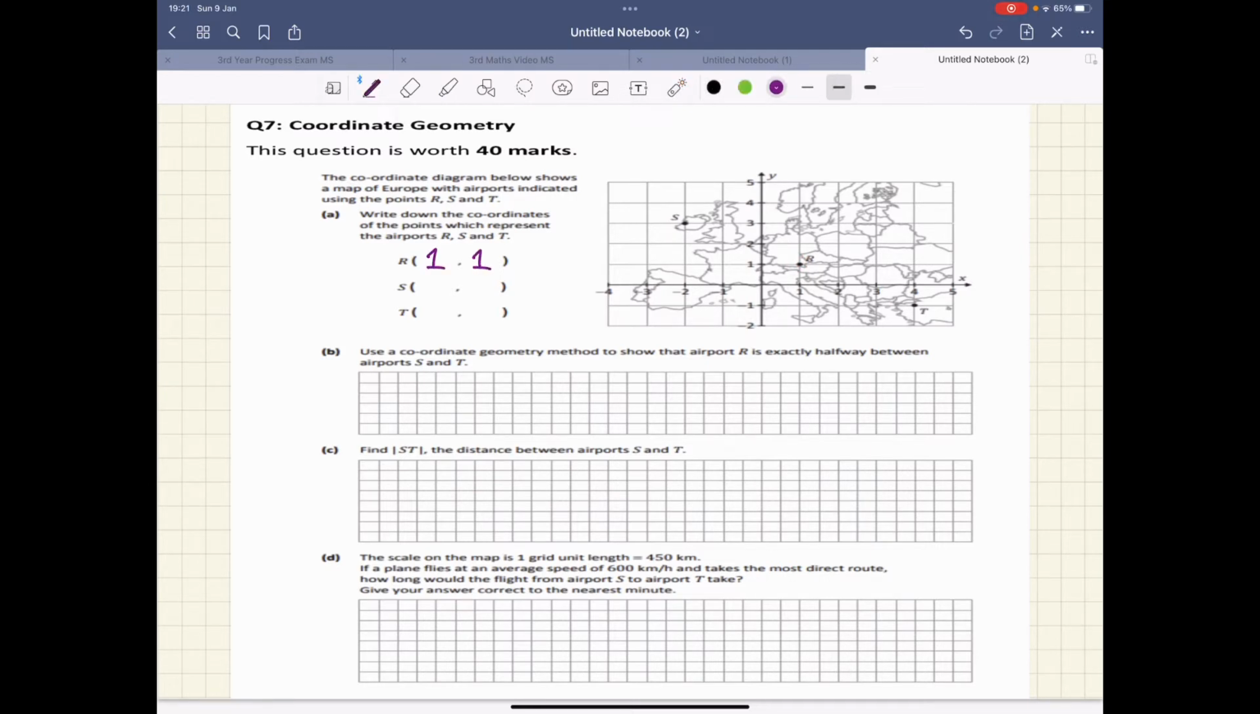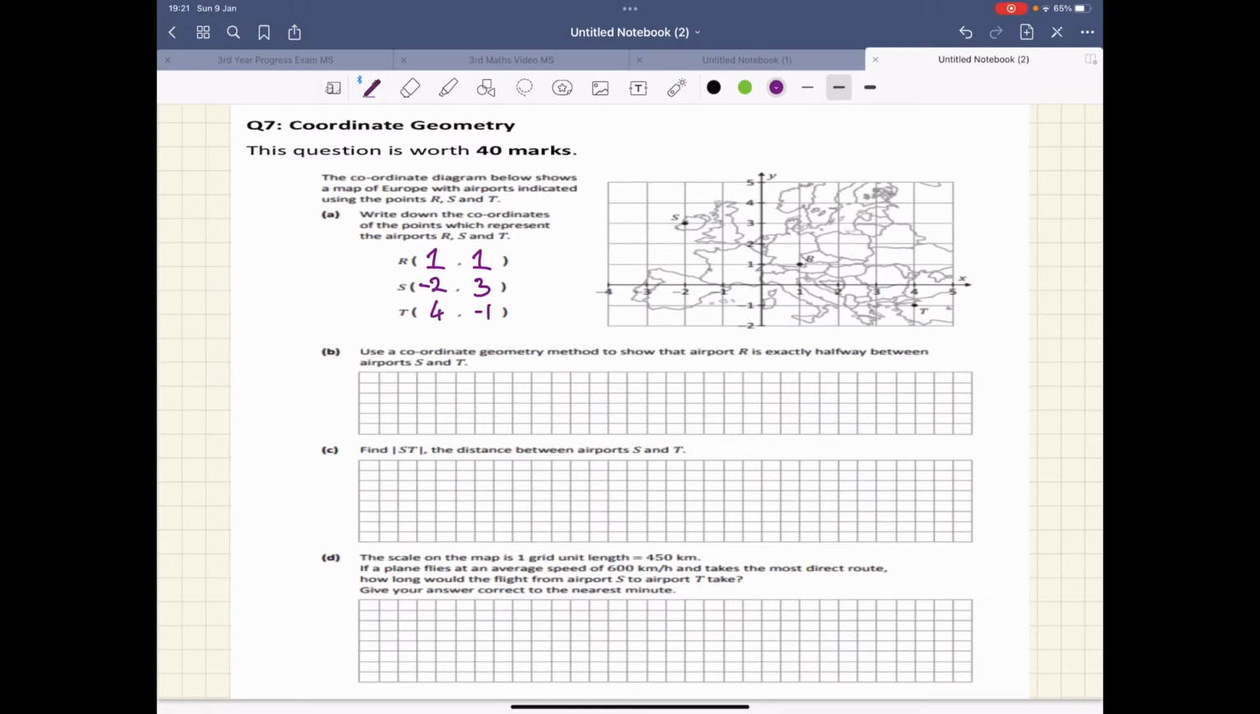So that is 1, 1. Okay. Let's have a look at S, the next one. -2 on the x-axis and 3 on the y-axis. So -2, 3. And then for T, 4 on the x-axis and -1 on the y-axis. So it's 4, -1.